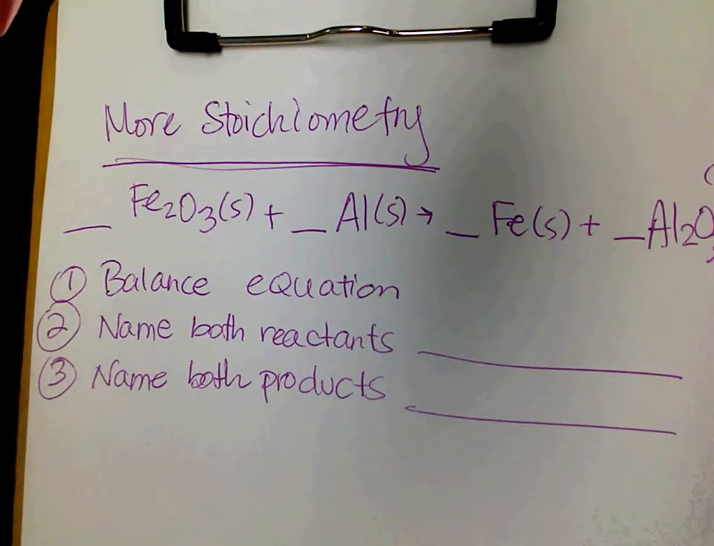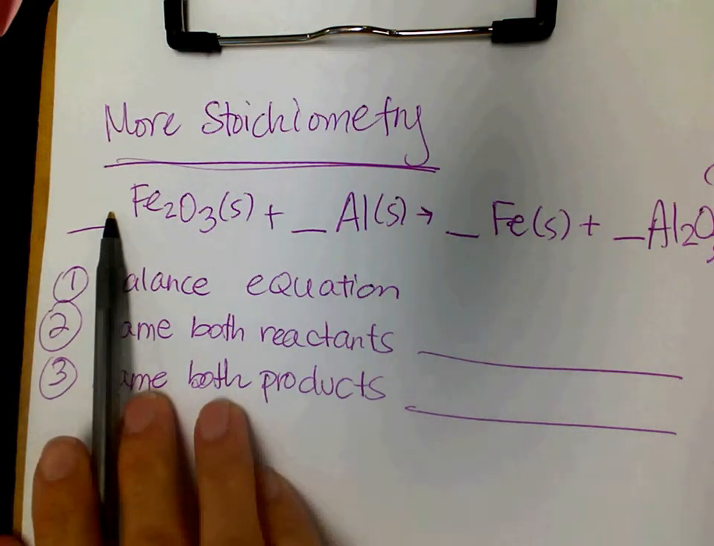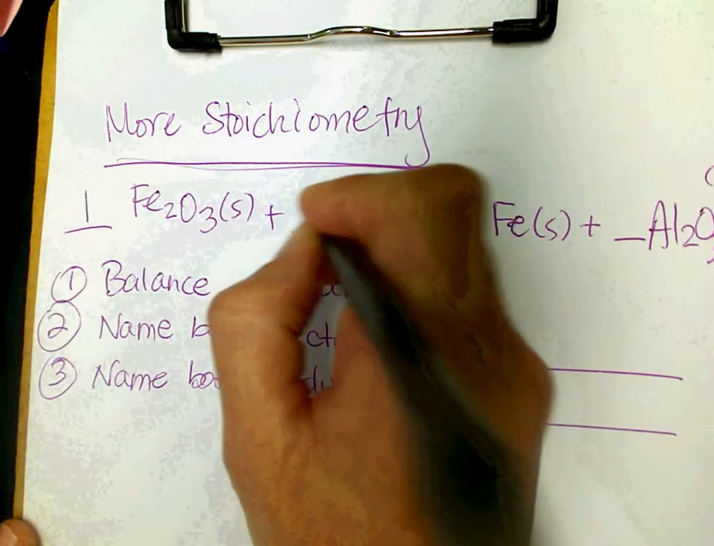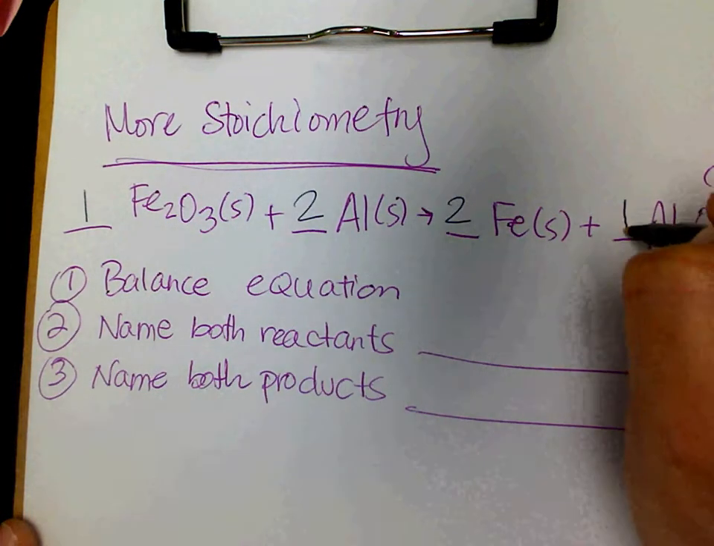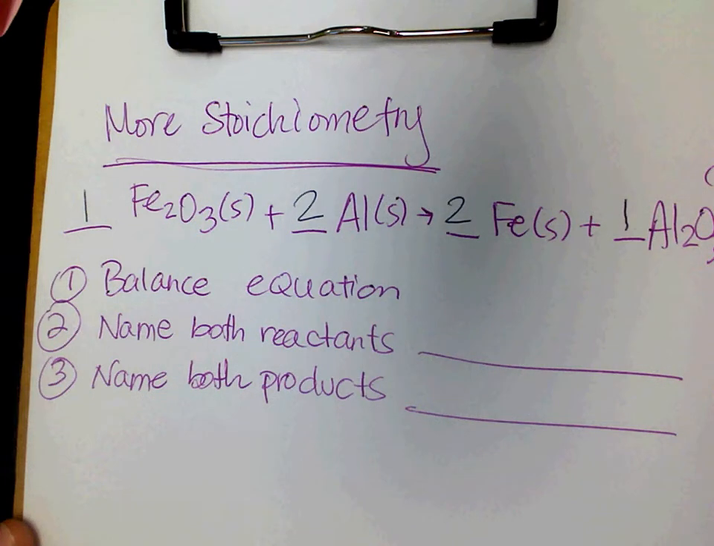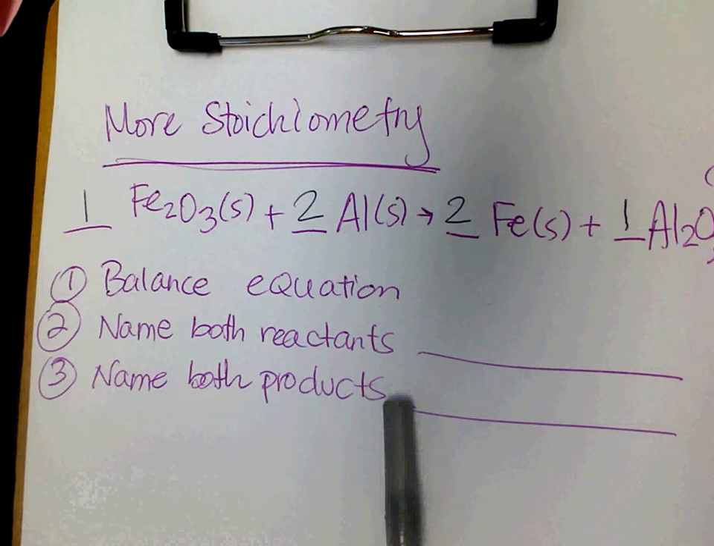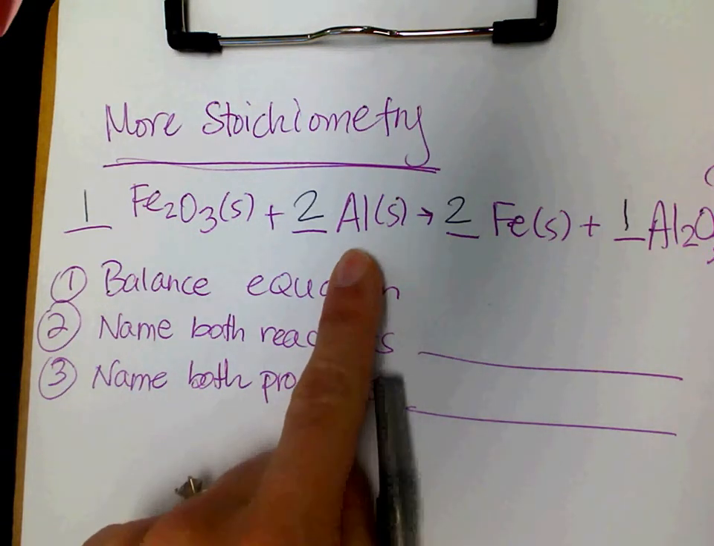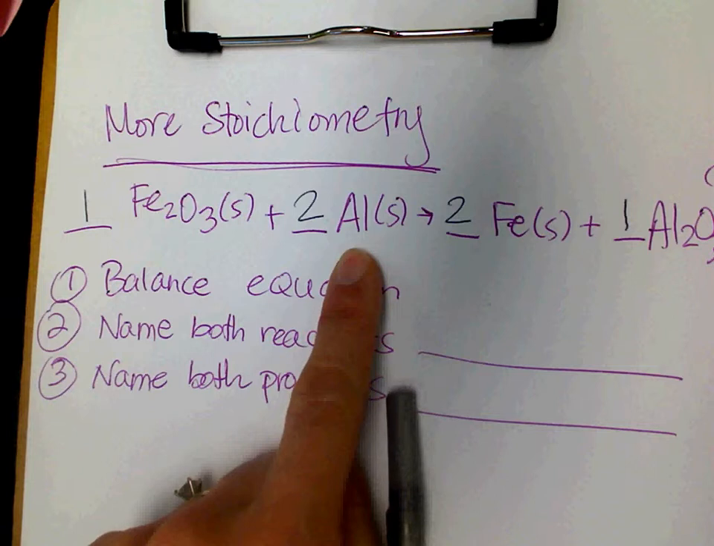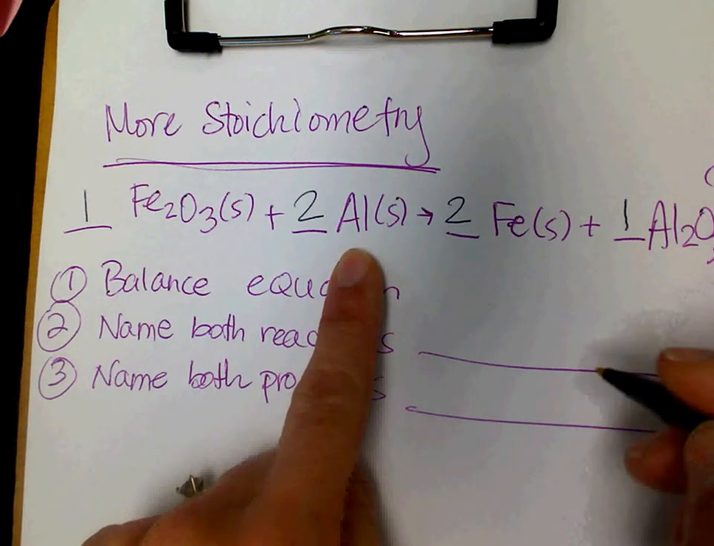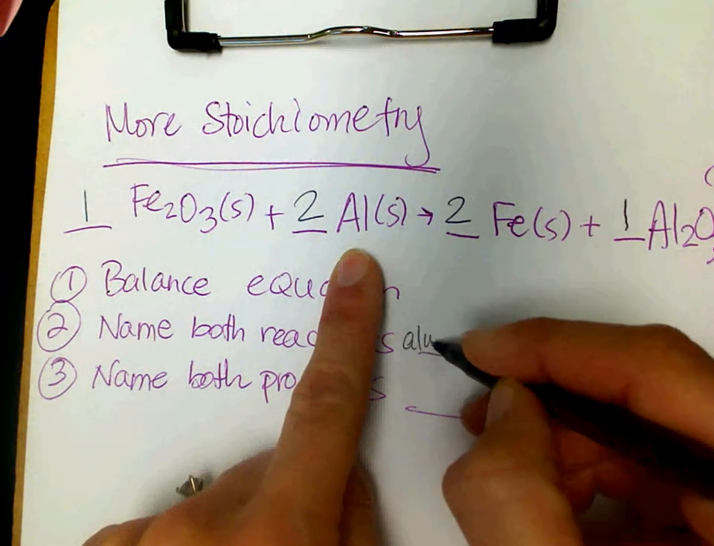All right. Now, right here, what we've got, Chris, go ahead and fill in the blanks for us, the coefficients. 1, 2, 2, 1. Very good. We have balanced the equation. Number 2, name both reactants. All right. This reactant is very simple. What's the name of that reactant? Aluminum. Okay. So we'll write aluminum.